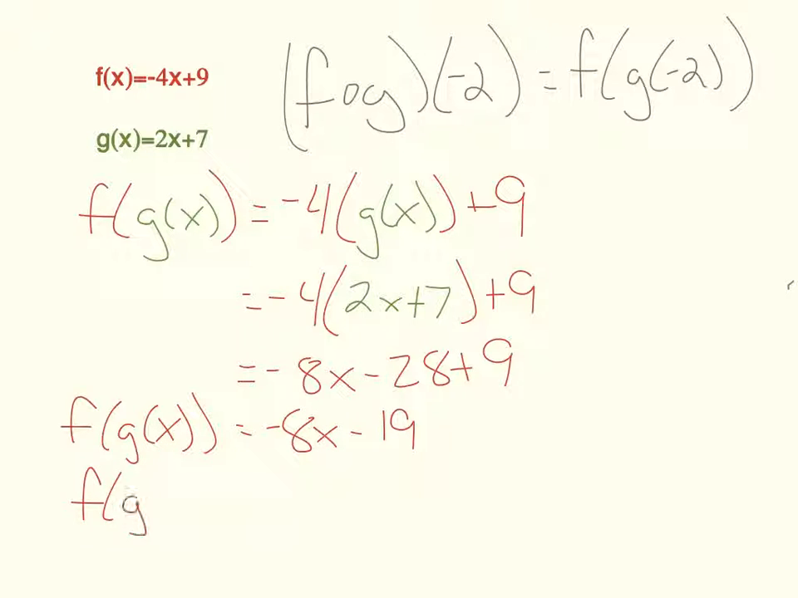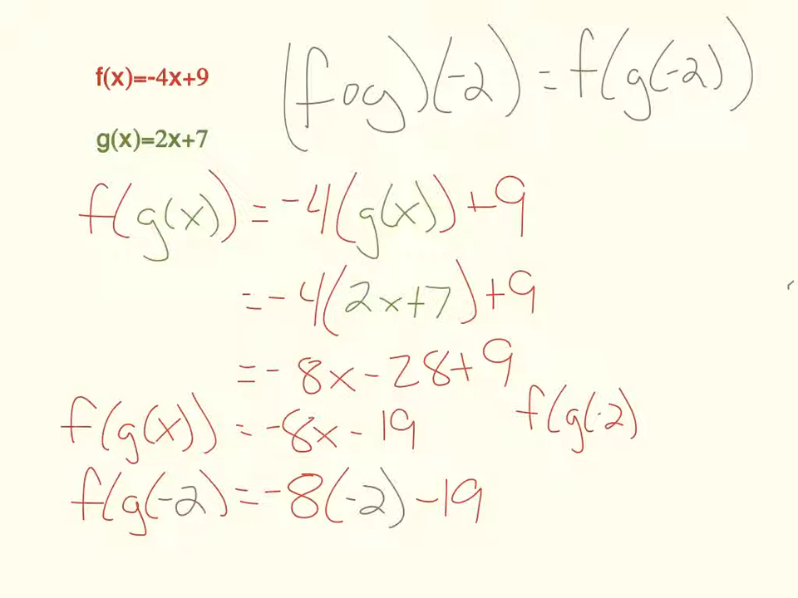So f of g of negative 2 is negative 8 times negative 2 minus 19. And again, make sure you do your order of operations correctly. So f of g of negative 2 is 16 minus 19, for negative 3. So that's one way that you can do it. And I'm going to show you g of f of negative 2 in a slightly different way.